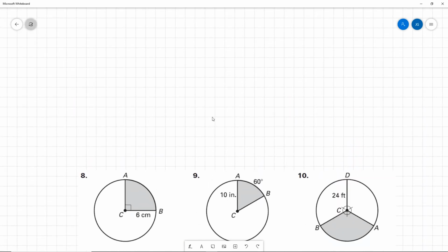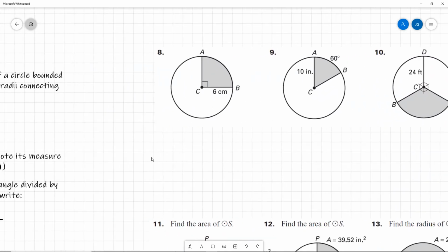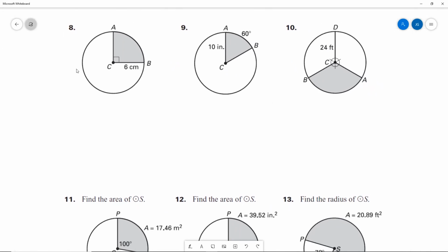So if you haven't had the opportunity already, I want you to do these first 3 that were on page 1. Pause the video right now, and then when you're done with the problems, come back and I'll go over them. So for number 8, for this first number 8 that we have here, let's remember again, our area equation is theta pi r squared all over 360.